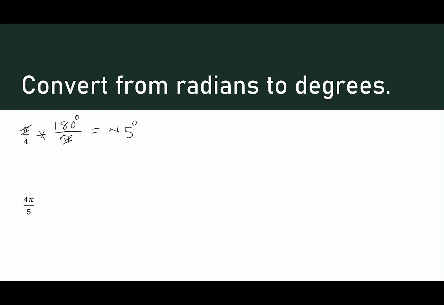The next one says 4 pi over 5. So again, I'm going to multiply. I have 180 degrees over pi. The pi's cancel. So now we have 4 times 180 over 5. Let's divide 180 by 5, which gives me 36. I have 4 times 36. So my answer is 144 degrees.